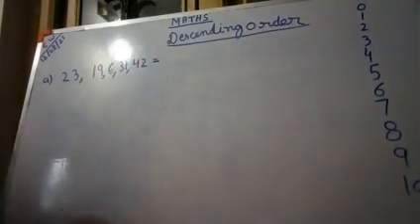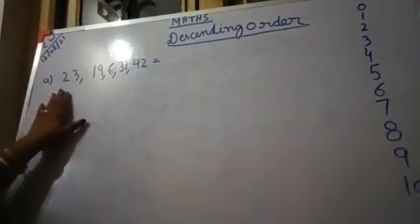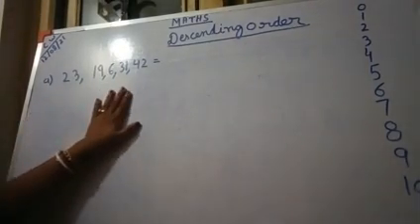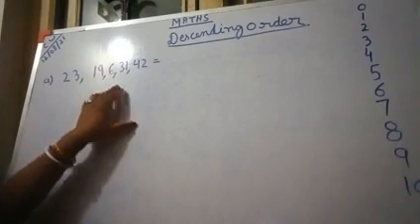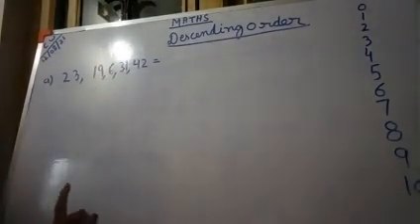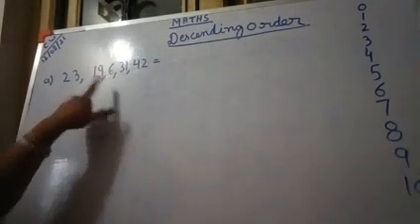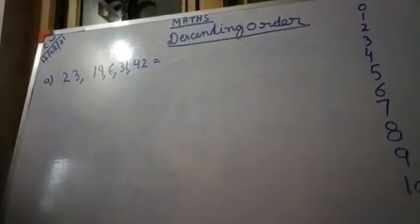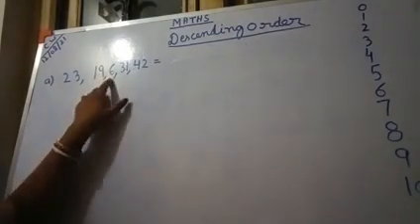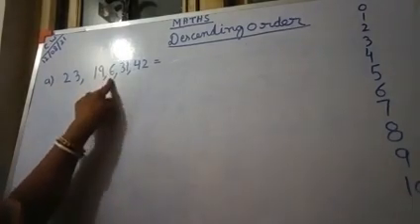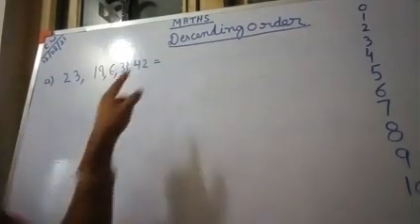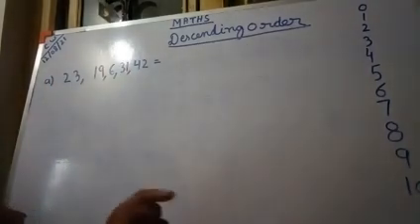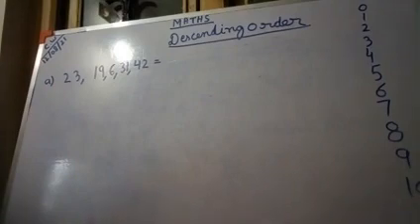Okay, children, you see the numbers at the place of tens and ones. Here it is 6, and 6 is a one digit number, so 6 is smaller. But descending order means bigger number to smaller number. We have to go from bigger to small.